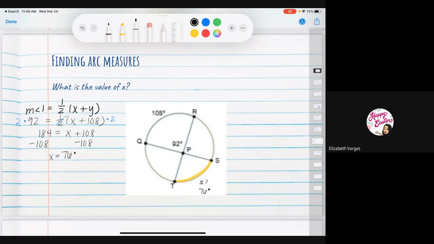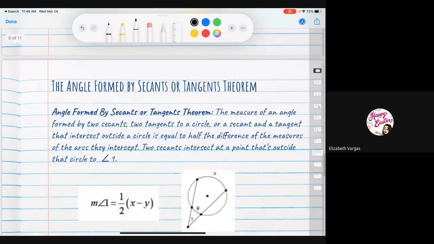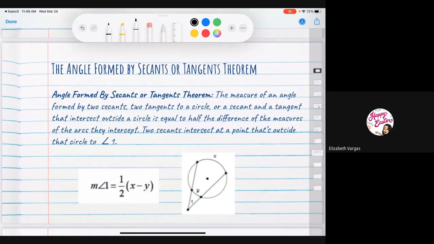Okay, any questions about this? Questions, concerns? Okay. Now we're going to look at one more theorem for today. And this is the angle formed by secants or tangents theorem. So basically this says the measure of an angle formed by two secants, two tangents to a circle, or a secant and a tangent that intersect outside a circle is equal to half the distance of the measure of the arcs they intersect. Two secants intersect at a point that's outside that circle to angle 1.